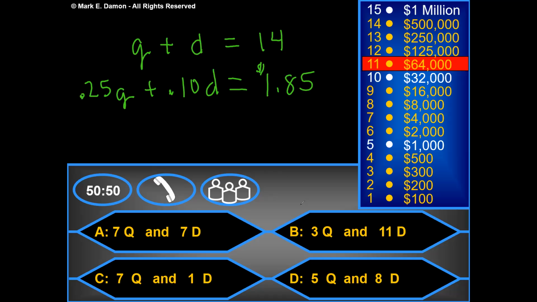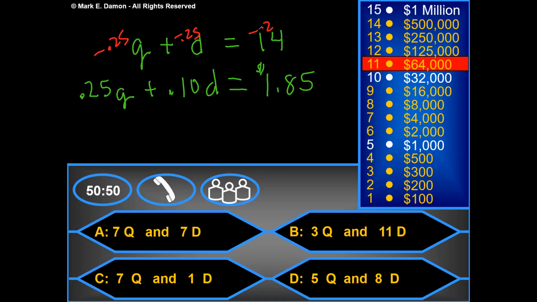But strategically, using the elimination method, do you see how both of these answers have 7 quarters? Finding out how many quarters there are is not going to help. But when I look at the dimes, I notice that none of them have the same answer for dimes. So 7, 1, 11, and 8. So strategically, I should find out how many dimes there are. That means I want the Q to go away. So I'm going to multiply everybody up here by negative 0.25.